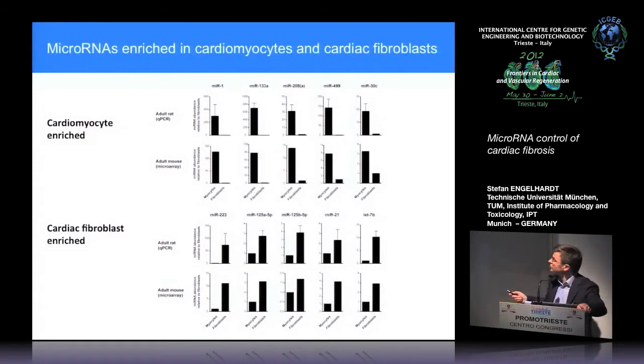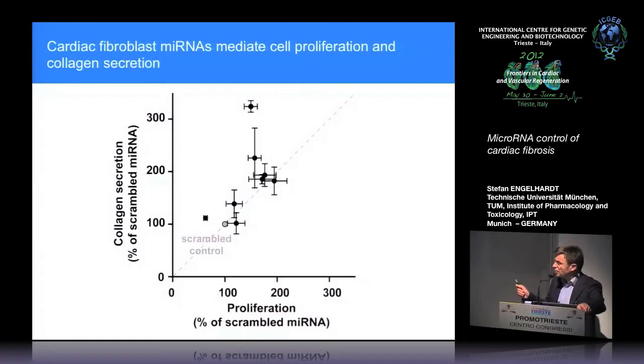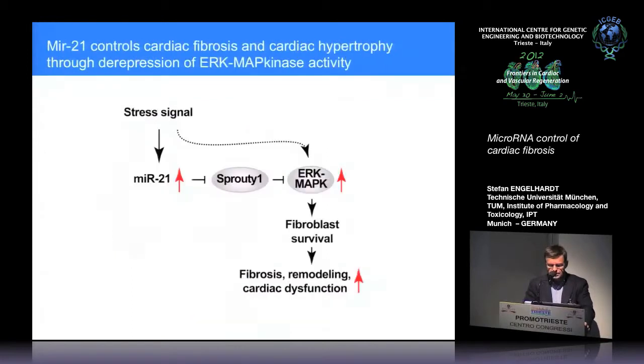This essentially confirms what has been shown in the literature. This is not so clear for the cardiac fibroblasts, and 223, 125A, B, MIR21, and LET7B are the top candidates for the fibroblasts. So many of the fibroblast-enriched microRNAs are also functionally effective. These are very preliminary data which assay for fibroblast proliferation and for collagen secretion, and you can appreciate that several of these microRNAs seem to be potent in regulating fibroblast biology.